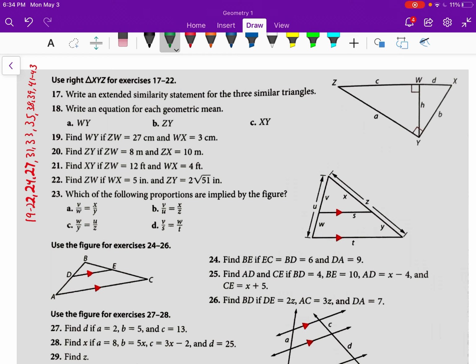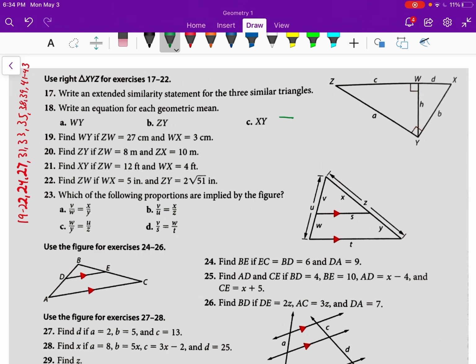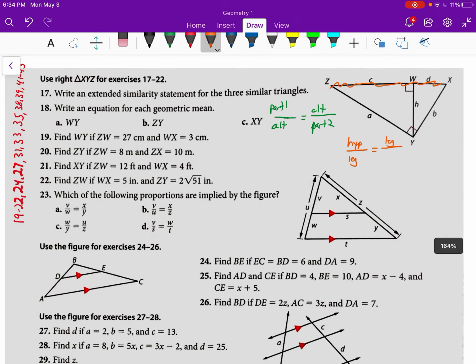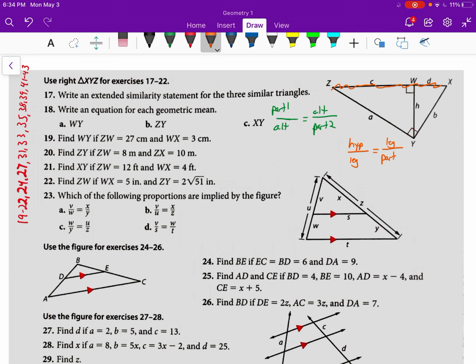So we had a few different theorems for this. We had that the altitude is the geometric mean between the two parts of the hypotenuse. And then we also had, we'll do this in orange, a leg is the geometric mean between the hypotenuse. And when we're talking about the hypotenuse, we're talking about the whole original hypotenuse and the part of the hypotenuse connected to the leg. So those are two of the theorems we can use. We also have right triangles, so we could use the Pythagorean theorem.